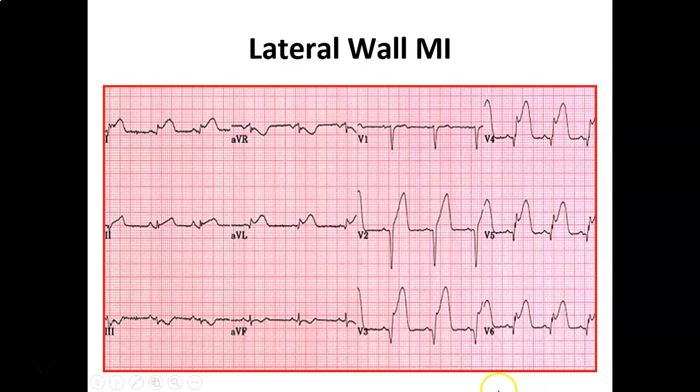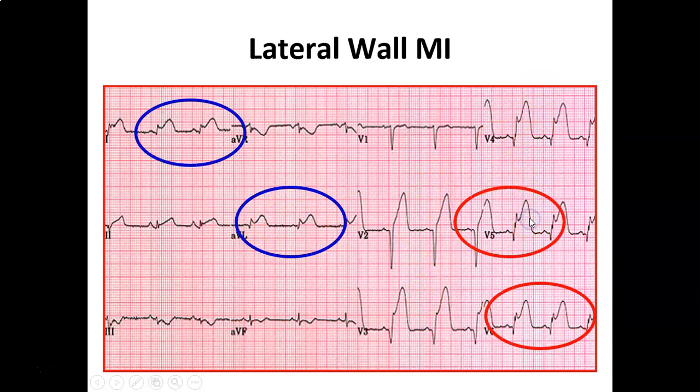Look at this one. Are there any ST segment elevations seen? Yes. 1, AVL, even V2, V3, V4, V5 and V6. So lateral wall myocardial infarction is definitely there along with some anterior. So anterolateral wall myocardial infarction.